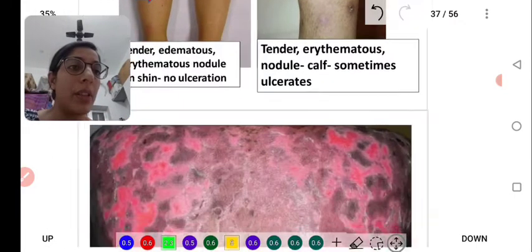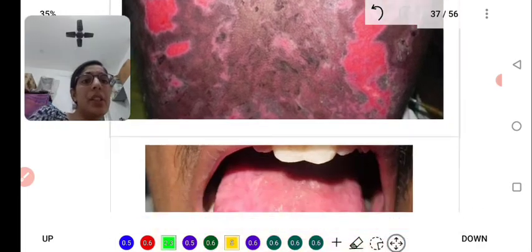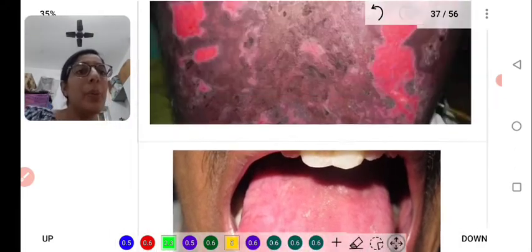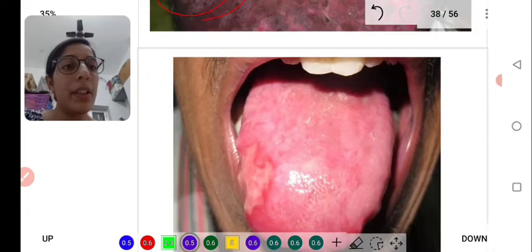Now back towards the lesion here. So what is going on? There is skin involvement, there is mucosa involvement. ठीक है.